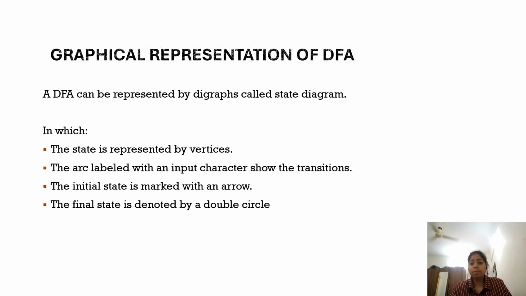The graphical representation of DFA can be done as follows. A DFA can be represented by a diagram called a state diagram, in which the states are represented by vertices. The arc labeled with an input character shows the transitions. The initial state is marked with an arrow. The final state is denoted by a double circle.